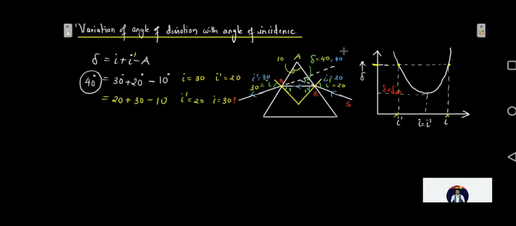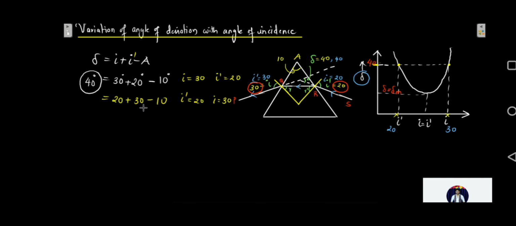Okay. So this is what is happening. That is why for the same angle of deviation, you are going to have two values of angle of incidence. Now if you see, this was 20 and 30. Same deviation remained when it was 30 and when it was 20. When angle of incidence became 30, and when angle of incidence became 20, for both the cases, the deviation over here remained 40. This is what it means.